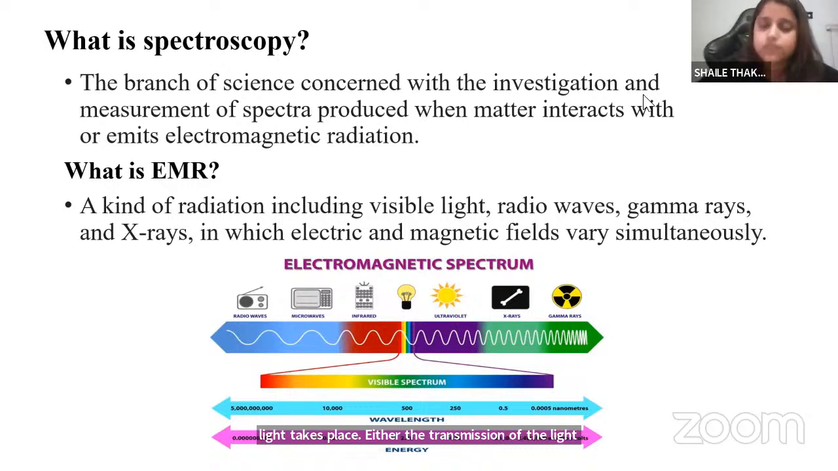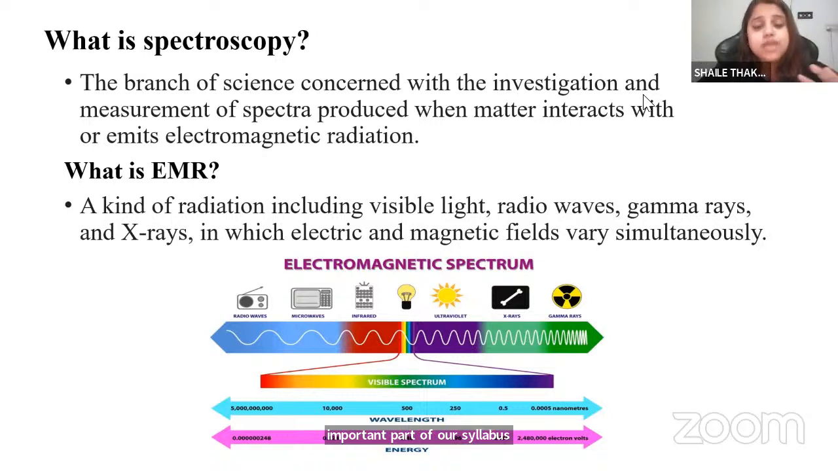Based upon this phenomenon, we are having different types of spectroscopy. Okay, so spectroscopy is the most important branch of science, and yes, spectroscopy plays a very important role in the field of investigation, right? So therefore, spectroscopy is the most important part of our syllabus also.